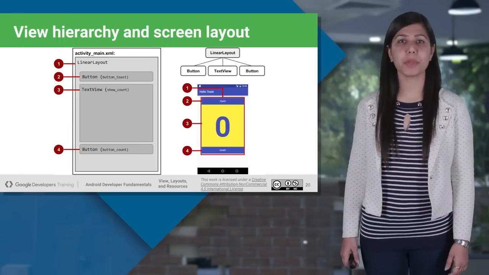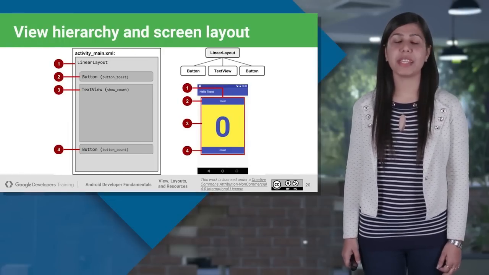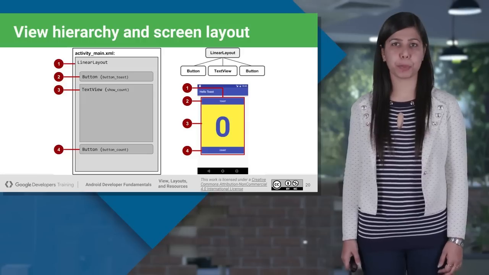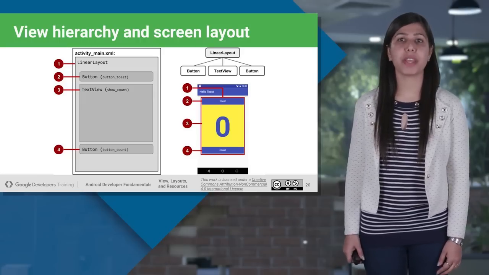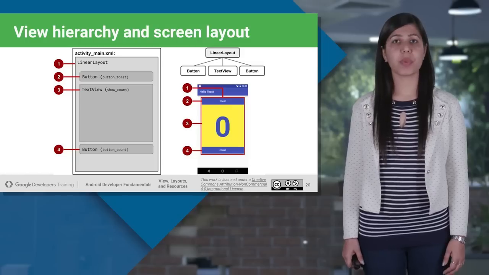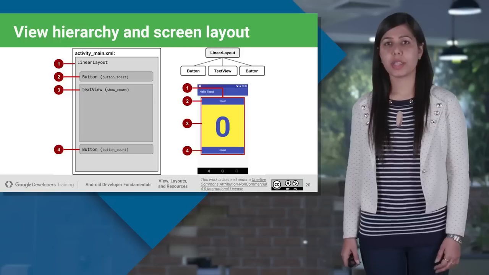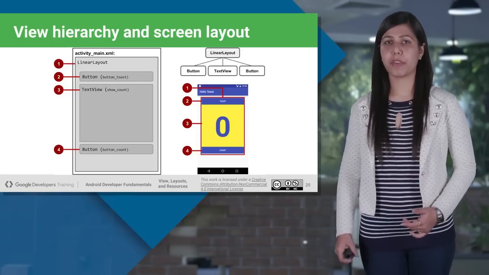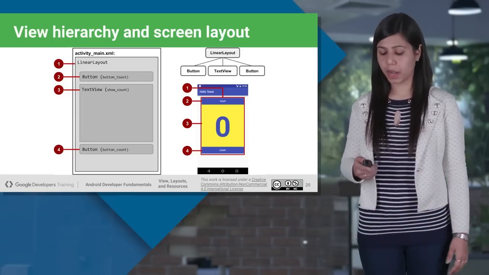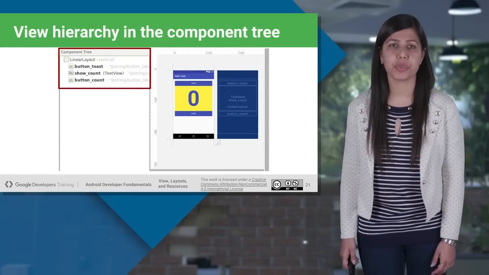To understand this view hierarchy, we have this representation. On the top, we have a linear layout, which acts as a view group. Inside it, we are defining 3 views. The first one is a button. Next, we have a text view. And at the last, again, there is a button. So as you can see, on the top, we have a view group, and inside it, there are views which are defined.